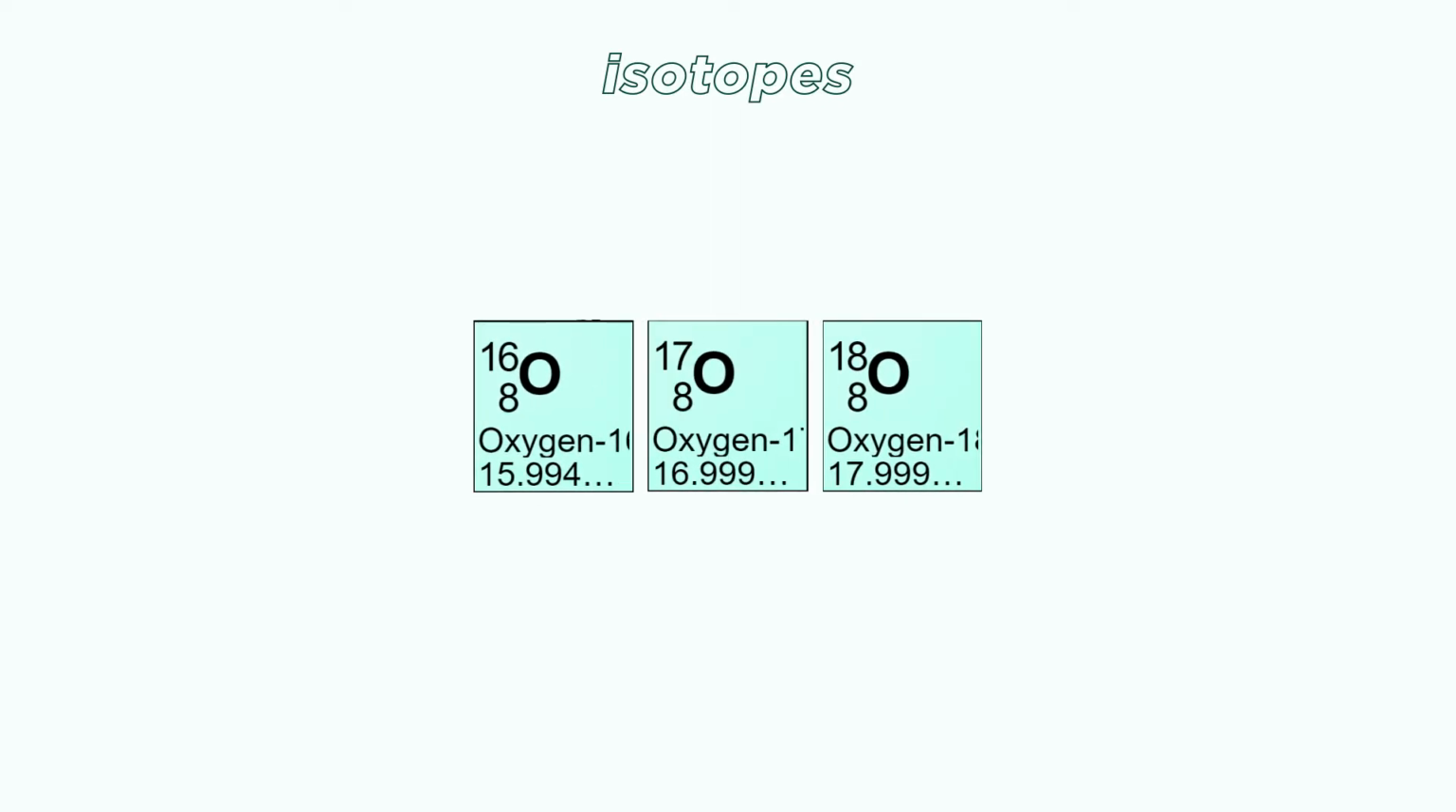Isotopes are named as the name of the element and then the number of protons and neutrons that isotope has. For example, oxygen has 3 naturally occurring isotopes: oxygen 16, oxygen 17, and oxygen 18. Since oxygen has 8 protons, its 3 isotopes have 8, 9, and 10 neutrons respectively. These isotopes have masses of 15.995 AMU, 16.999 AMU, and 17.999 AMU.